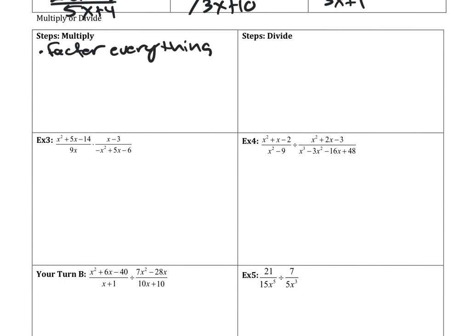And when I say factor everything, I mean factor both numerators and denominators for your rational expressions, or if you have more than two, factor all numerators and denominators. Once you've done that, you then want to try and cross-cancel whatever you can. And then when you're done, you multiply together what's left.